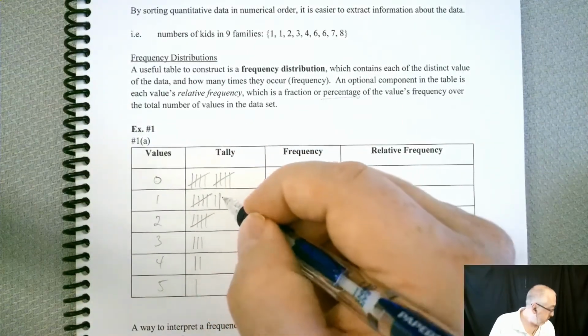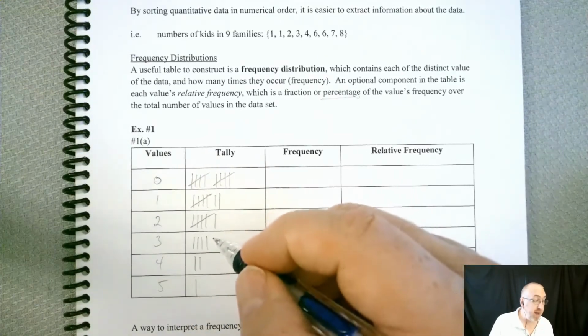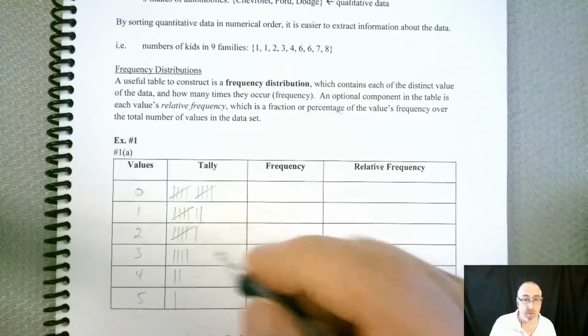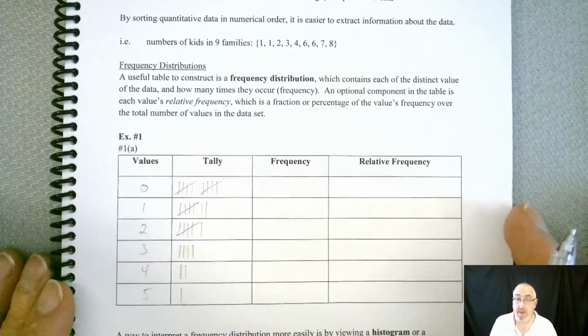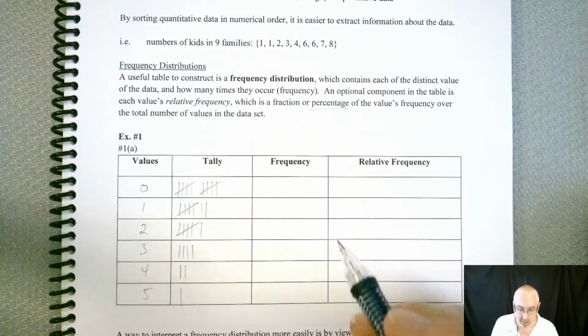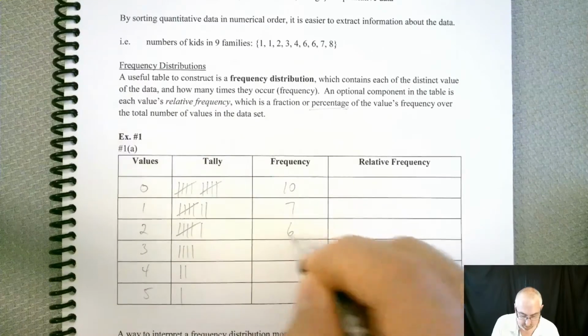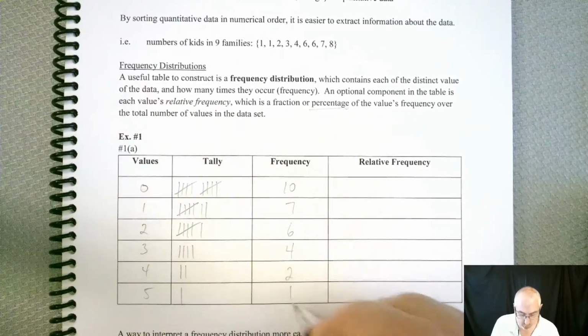So 1, 2, 3. All right, so that should be all of them. Now, let's just translate those into actual numerical values, so that way we can count a little easier. So there was 10 here, there's 7, there's 6, 4, 2, and 1.